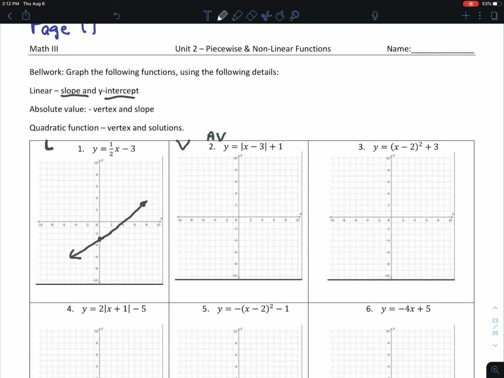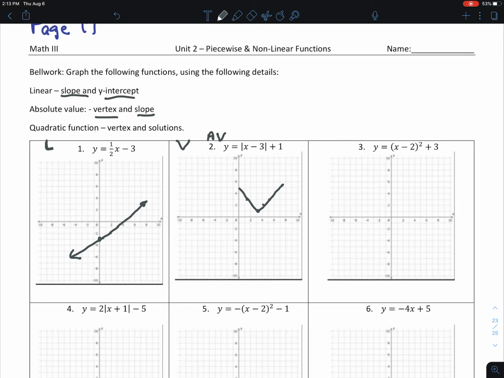Okay. The second one is an absolute value function, so it's going to look like a V. I know that because it has absolute value. So if it's absolute value, I'm going to need a vertex and a slope. To find the vertex, I go to x is 3 and up 1. My slope is 1, so then I'm going to go up 1 over 1. These are little lines. And then I can graph it from there.